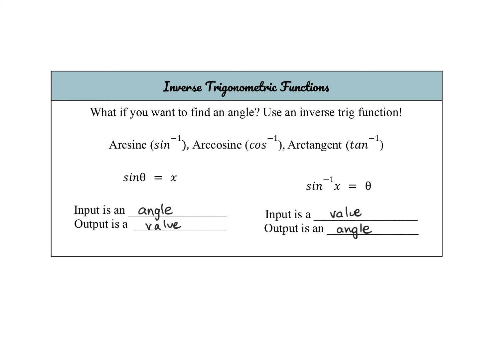So again, if you are trying to find the angle, given some side lengths or given a ratio, that's when we're going to be using our inverse trig function. So just remember, for basic trig functions, our input is an angle and our output is a value, and for inverse, our input is a value and our output is an angle.